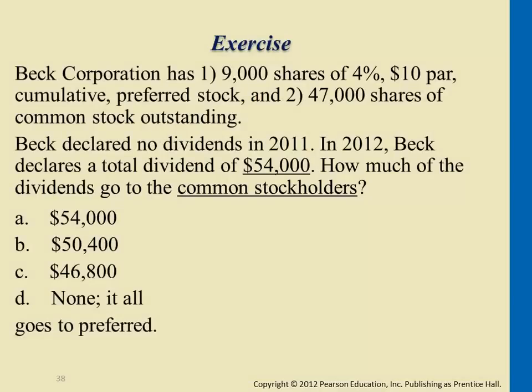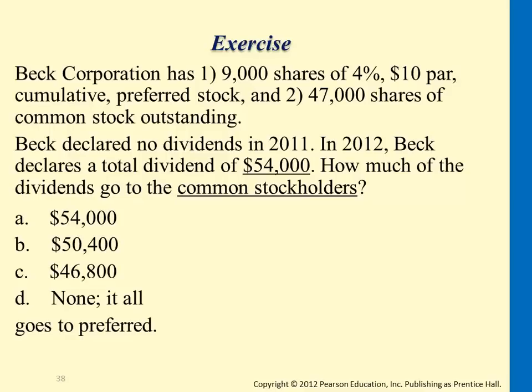Okay, let's work on this problem together. It says this company has 9,000 shares of 4% dividend rate, and each share, the par value is $10, is a cumulative preferred stock. This is the first type of stock they have. The other type they issued is 47,000 shares of common stock. Okay, so there are two types. And assuming that the company did not declare any dividends in 2011, now this year is 2012, they declared a total dividends amount of $54,000.